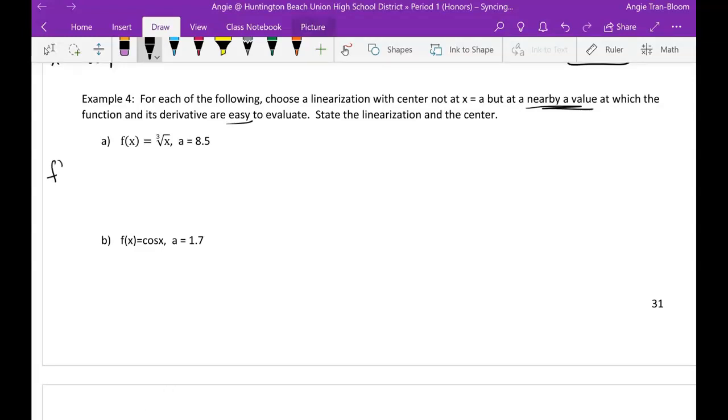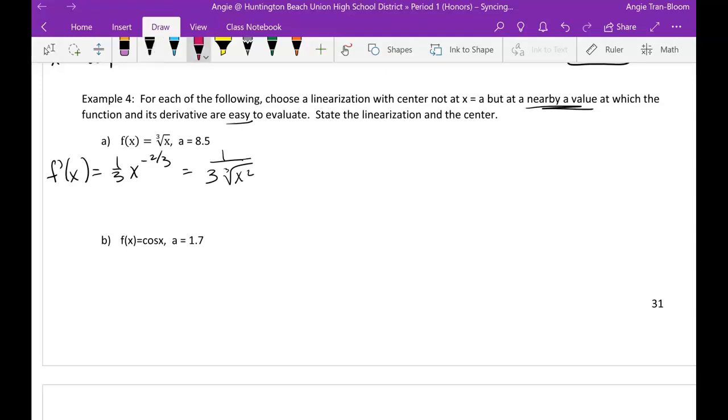So let's find the derivative first. F prime of x is 1/3 x to the negative 2/3. If you want to, you can rewrite this as a radical, so it's easier for you to calculate. And again, you do not have to.